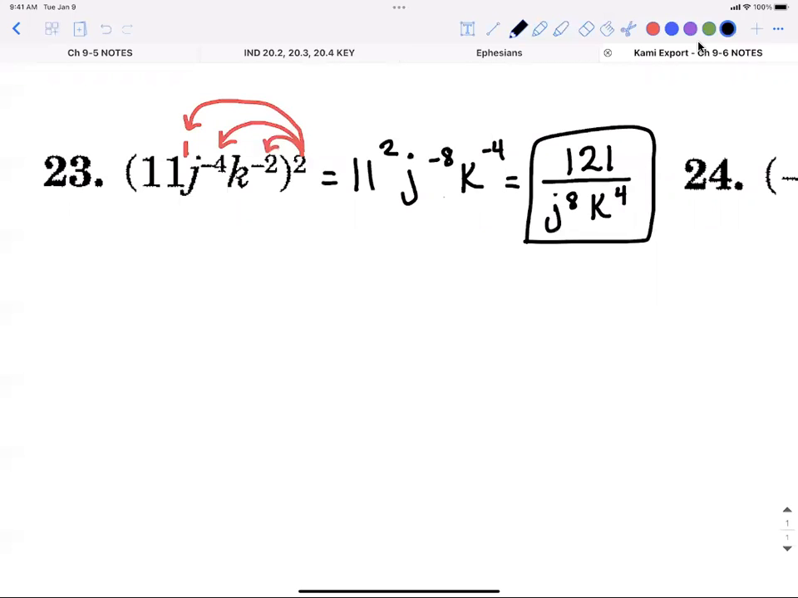Are we good? All right, if you're done and you want to, Joe, go ahead and jump to 24. We're going to do the same thing. You're going to work it, I'm going to work it, and we're going to compare. Awesome.